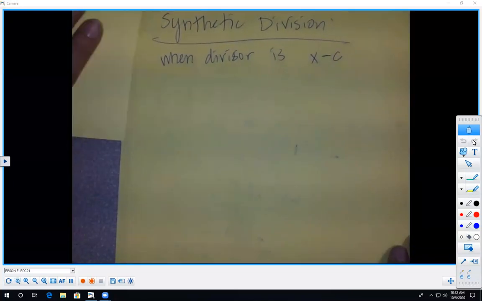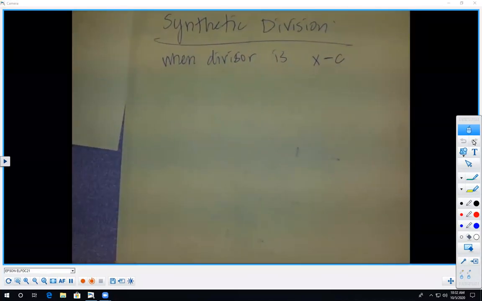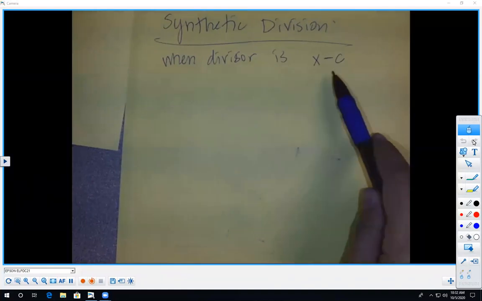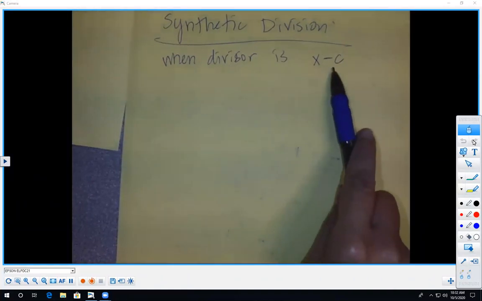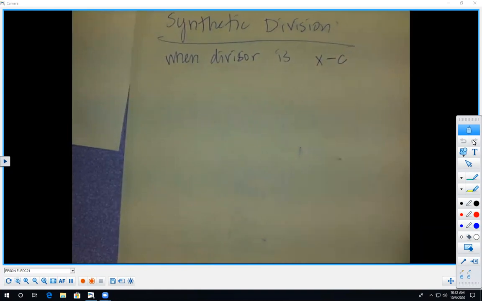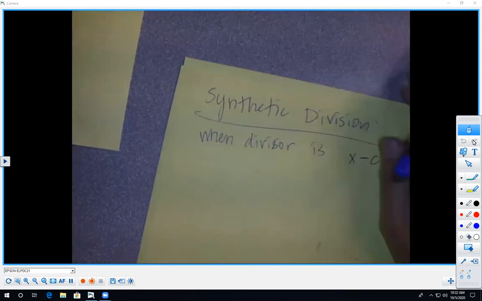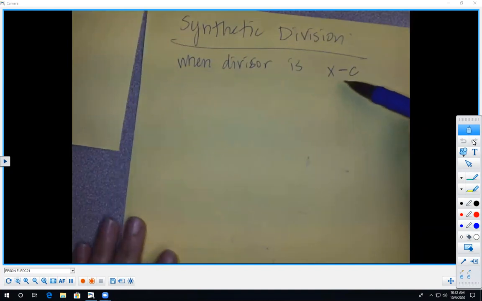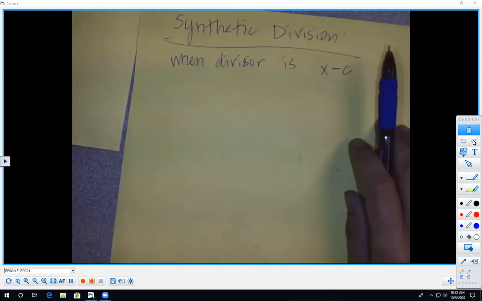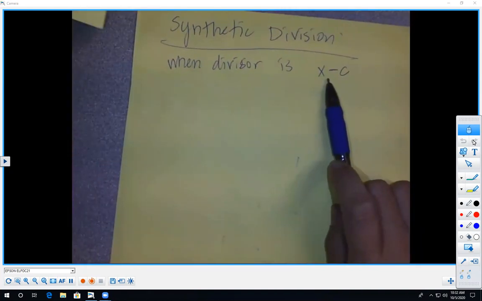Okay, the good news is for our purpose, we usually are factoring by stuff like this. So we're usually going to use synthetic division like 95% of the time. Every once in a while, something's going to happen where we're going to need to use long division, but the majority of the time we're using synthetic division.